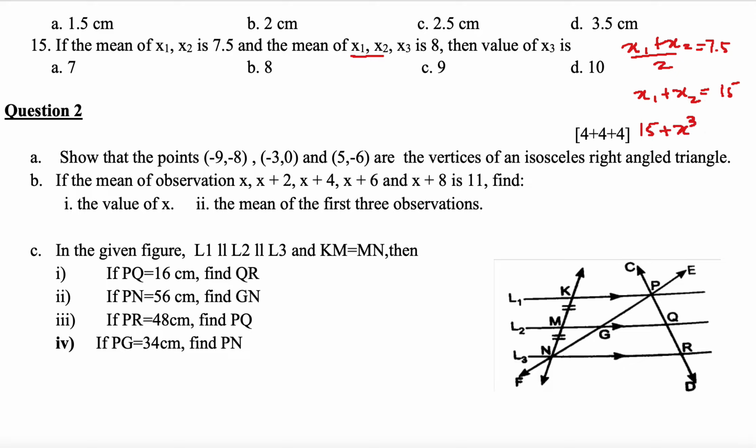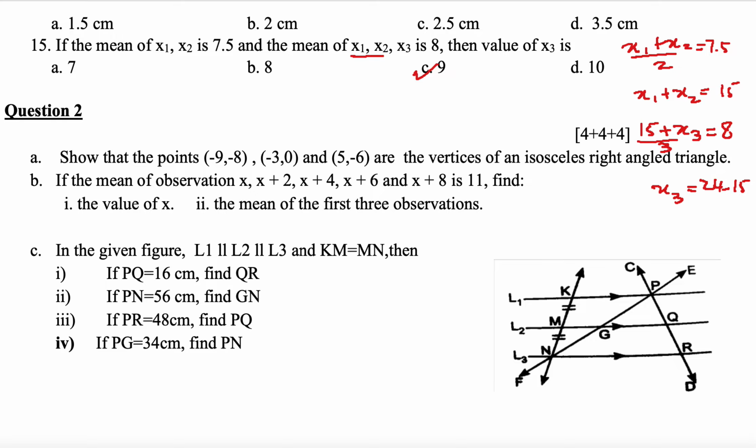Oh dear, x cube I wrote. This plus x3 upon 3 is equal to 8. So 3 times 8 is 24 and 15 plus x3 is 24. So x3 will be this minus 15. Isn't it 9?